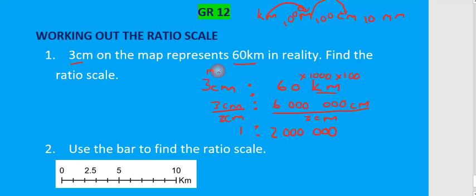Remember, the map distance must go on your left and the real distance goes to your right. And once you've put your distances, always convert the bigger unit, in this case kilometers, to the smaller unit. So convert kilometers to centimeters using your distance converter. And once both sides have the same unit of measurement, you may simplify to get your ratio scale.